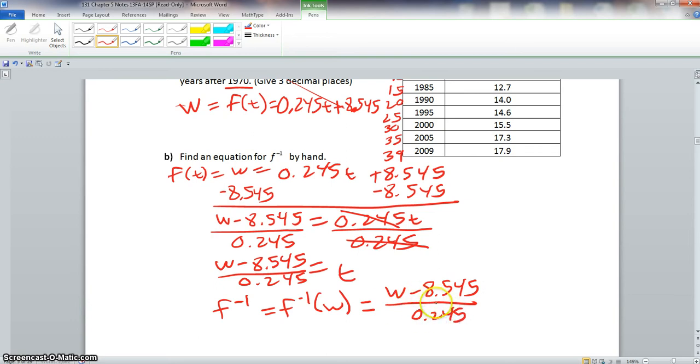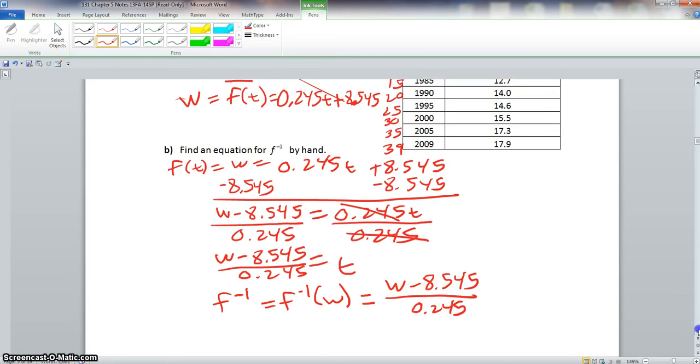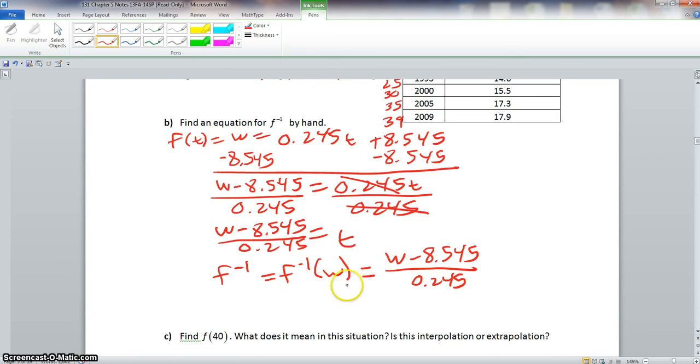However, we can separate this out, and since we are in college level mathematics, we must do that. So this would end up being the inverse of w is equal to 1 over 0.245, in parentheses, times w minus 8.545 over 0.245.